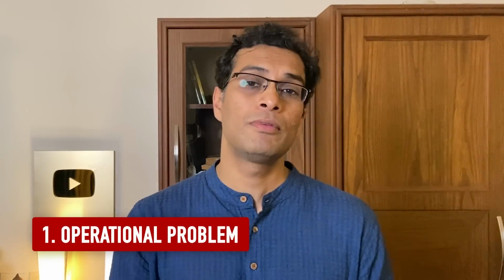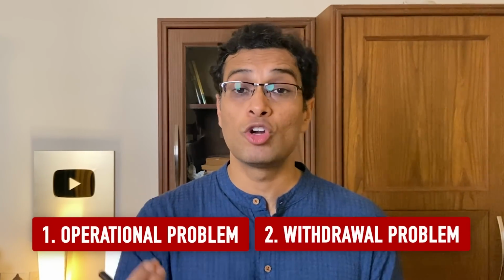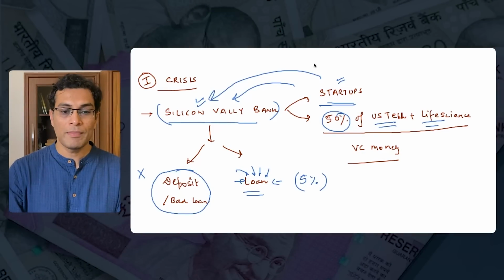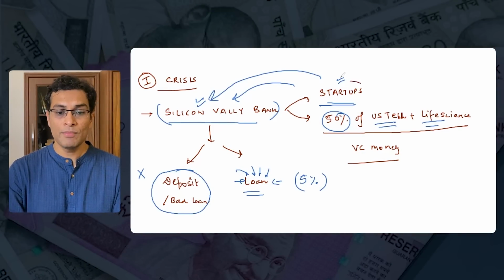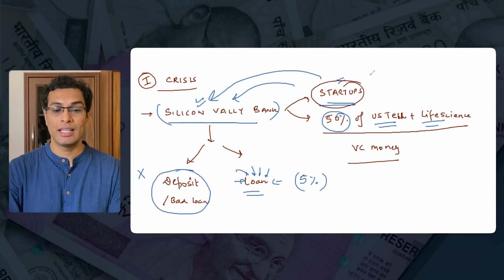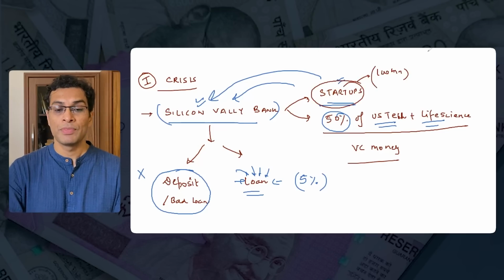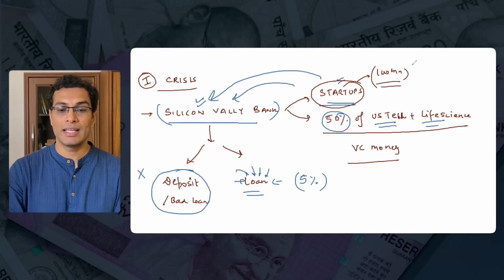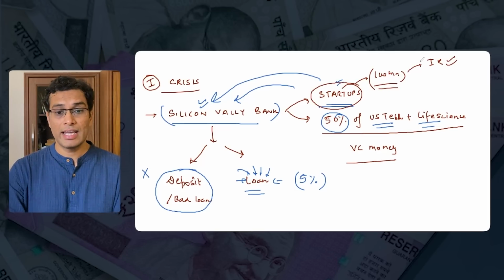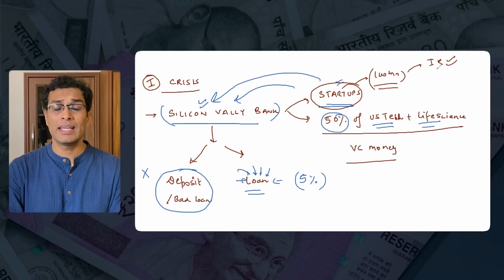There was another problem that was brewing up, and it was the withdrawal problem. So again, going back to our model that I was earlier explaining. All these startups, imagine that Ola has $100 million stuck with Silicon Valley Bank. Now, what is happening in the market is that because the interest rates are fairly high, Ola might not be taking any new loan.